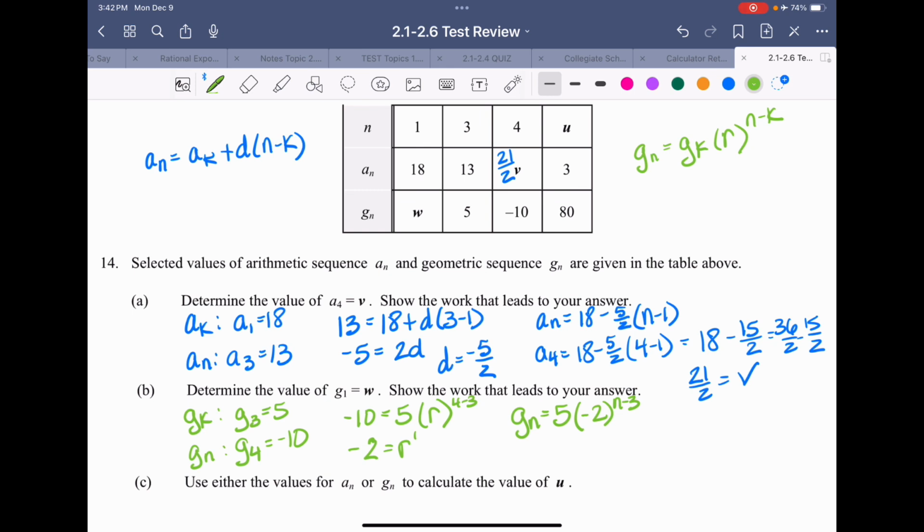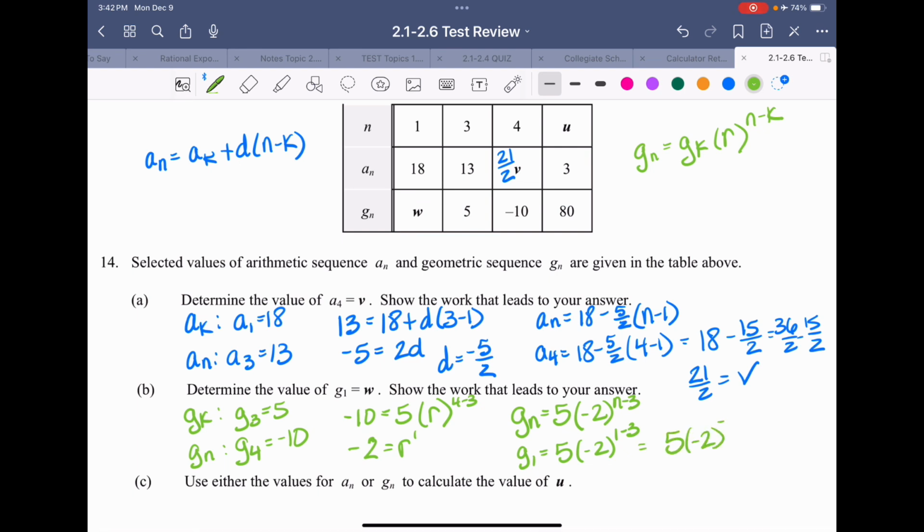All right, so G sub n, I want G sub 1. G sub 1 is equal to 5 times negative 2 to the 1 minus 3 power. So that's 5 times negative 2 to the negative 2 power. It's going to give me 5 times 1/4. So 5/4 is equal to W.